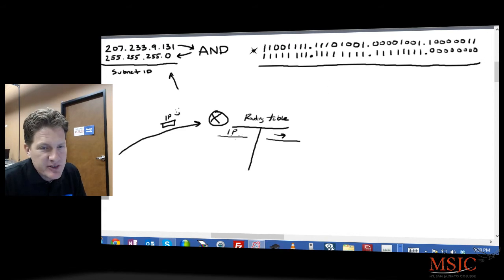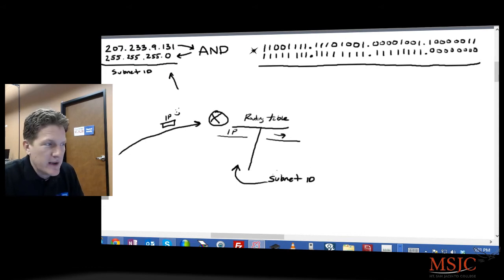The routing table does not have IPs. The routing table has subnet IDs in here, or network IDs. That is what is in the routing table. So it needs to very quickly find out what the subnet ID is for the incoming IP. How does it do that? Well, it takes the IP address and it ANDs it with the subnet mask to get the subnet ID.